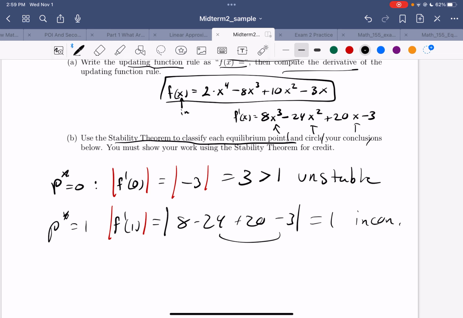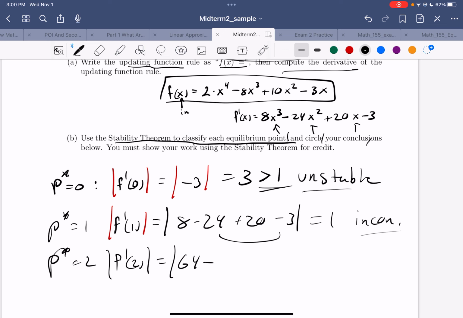Inconclusive. All right, you need to either be bigger than 1 to talk about unstable or less than 1 to talk about stable. But if you equal 1, you're inconclusive. All right, p star is 2. So when you look at f prime at 2, specifically its absolute value, what do we get? 2 cubed is 8, so I have 64. Minus 2 squared is 4.